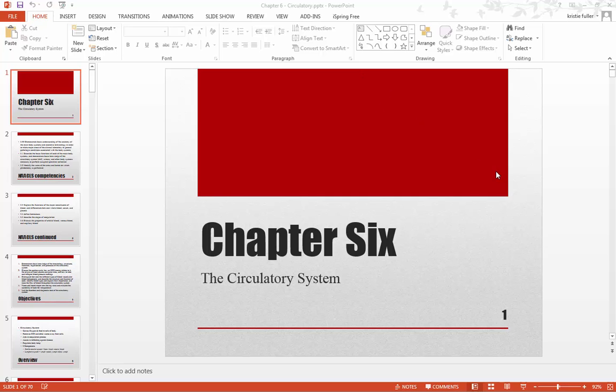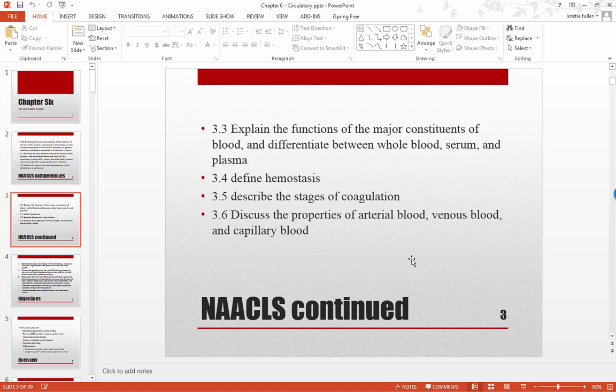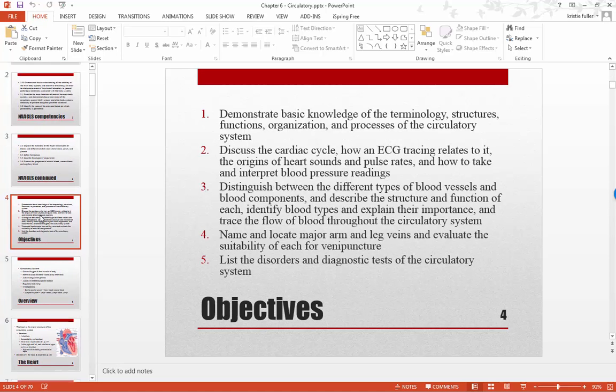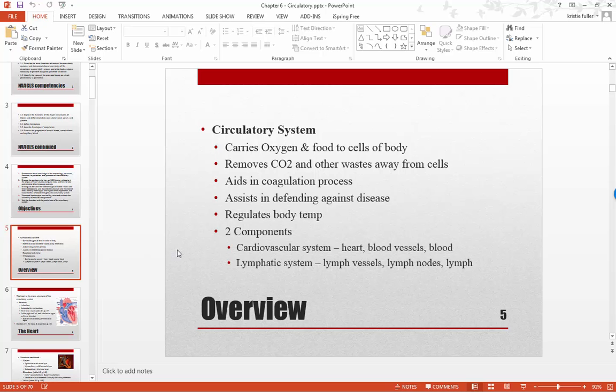Alright, chapter 6 is all about the circulatory system. You can look at the objectives and whatnot on your own. However, we're going to start on the overview page.